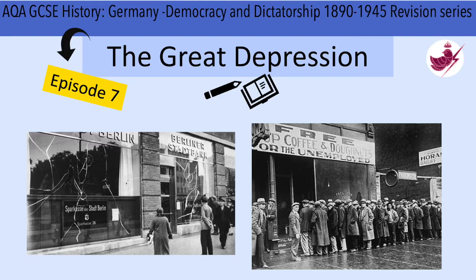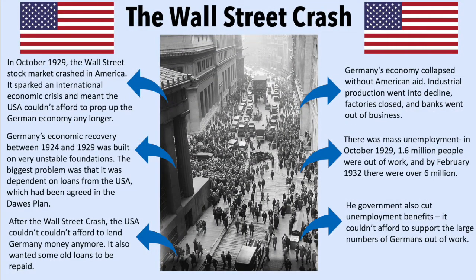This is episode 7 and we're looking at the Great Depression. In 1929, the Great Depression hit Germany. The deprivation it caused in the 1920s and the 1930s meant that the German people were willing to consider any political party that promised something different.